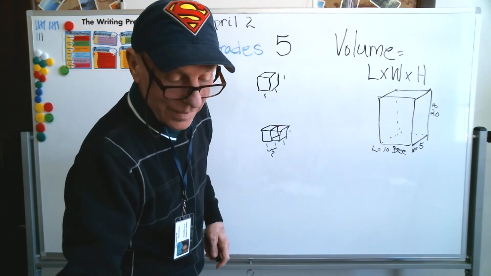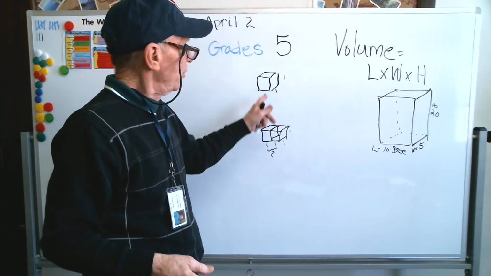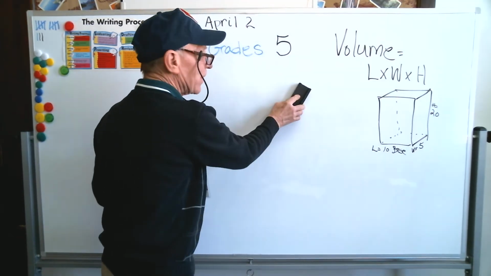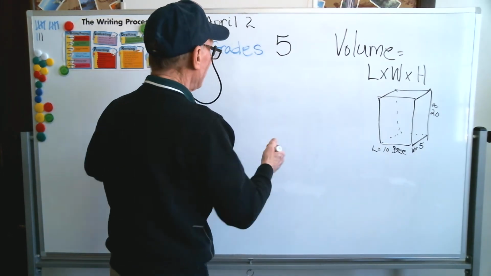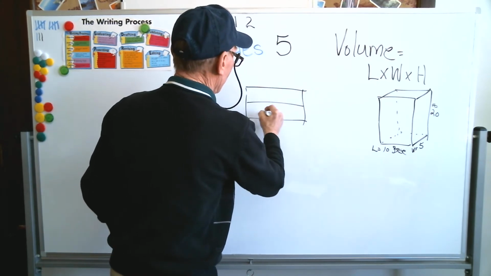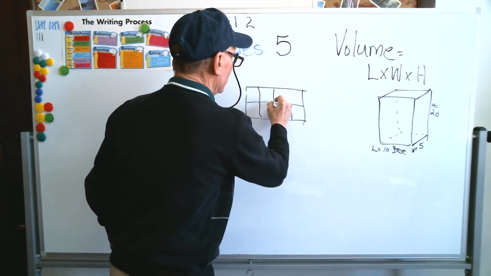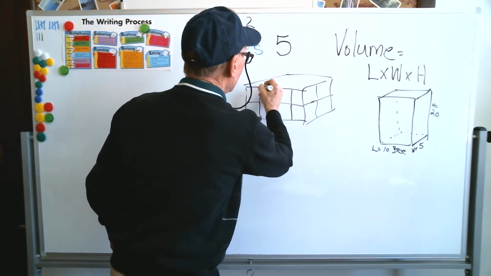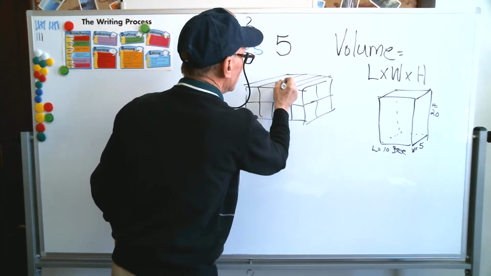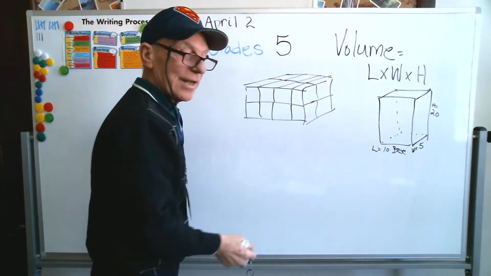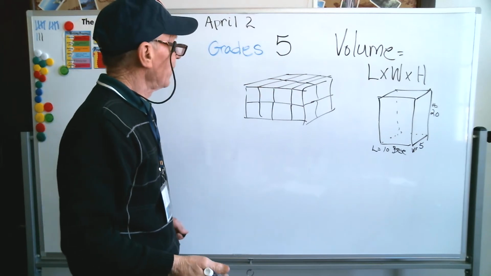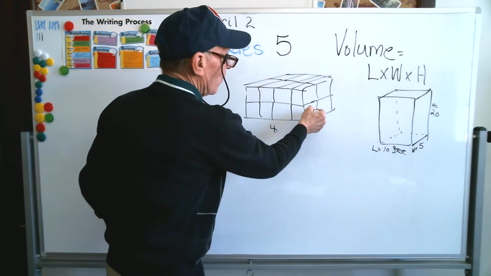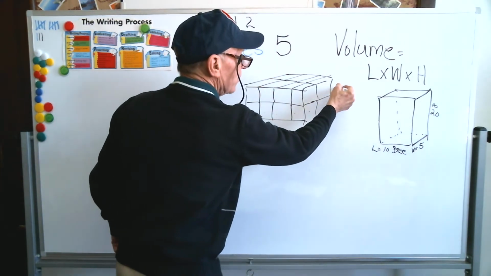Now, they teach you to understand this by using these cubic units, and if you stack them up in different quantities, you can determine the volume of something just by counting up all the cubic units that are in that container. And so here we've got 1, 2, 3, 4, so we know the length is 4, and we got 1, 2, the width is 2, and the height is 2.